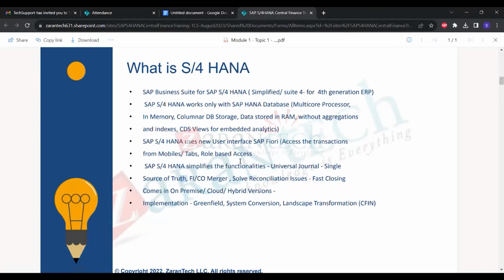Hi, Shubham. I wanted to understand what the on-premise, cloud, and hybrid versions are. Can you please explain?